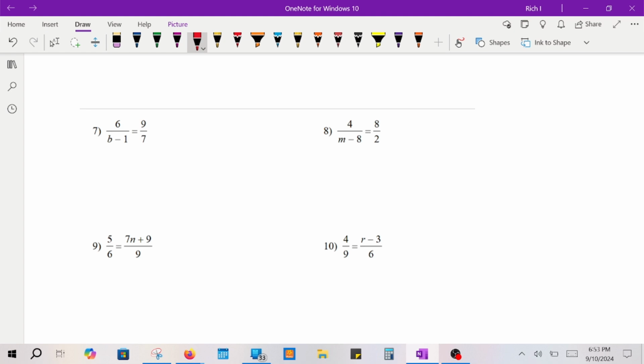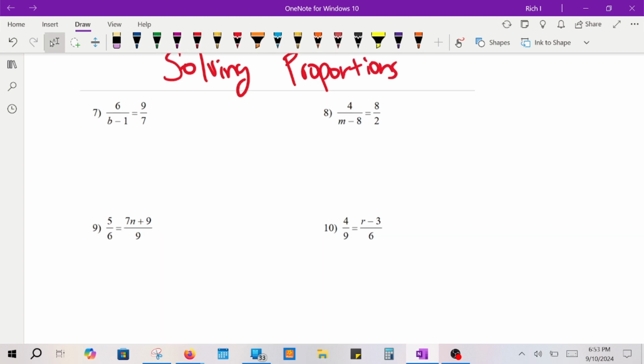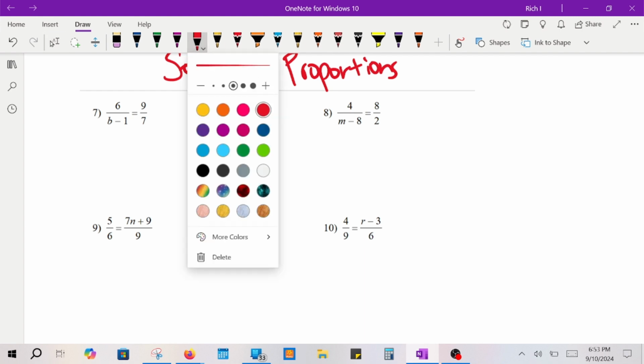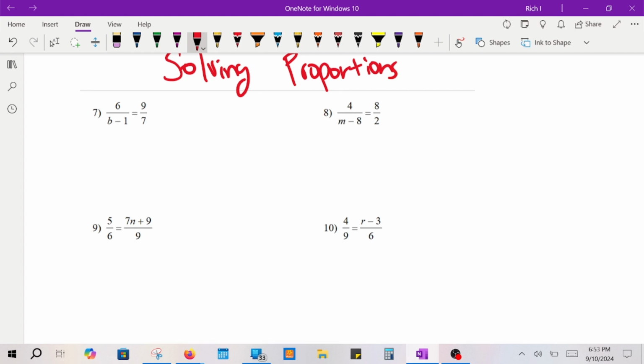So for these first ones, these are solving proportions, which you're really good at, but I figured I'd just give you some extra practice and you get to see the video to solidify anything. So let's start off with problem number 7. So the first thing you're going to do is, let's go ahead and multiply. We're cross multiplying, so we're going to do 6 times 7, which is 42.